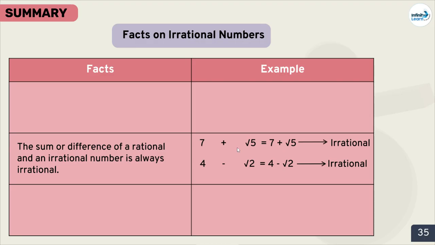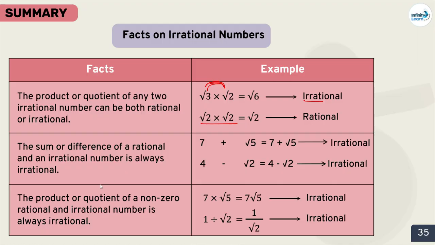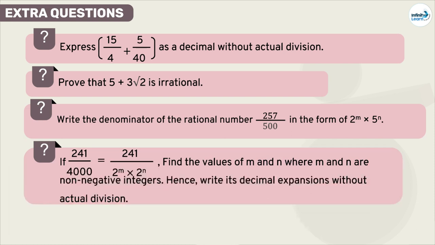फैक्ट्स, sum of rational and irrational is always irrational. The product of any two irrational, it can be irrational or rational. Last one, the product or quotient of rational and irrational is always irrational. ठीक है. Okay, these are some extra questions you can solve.